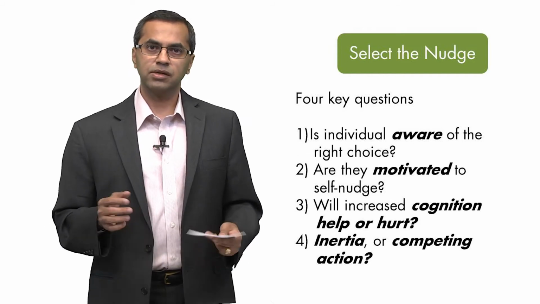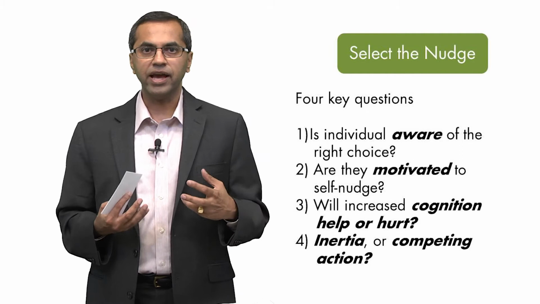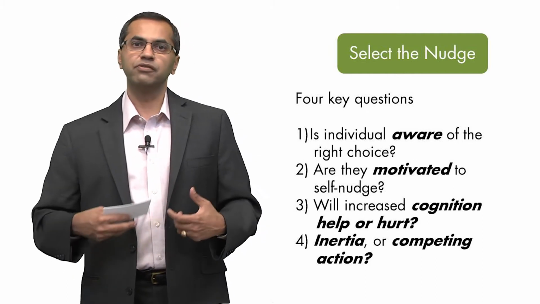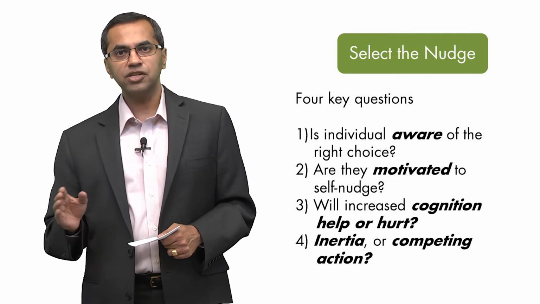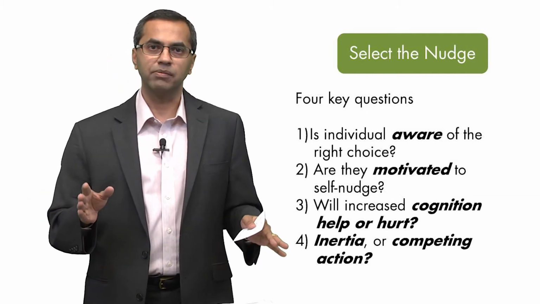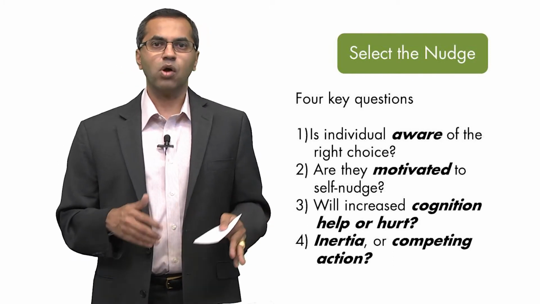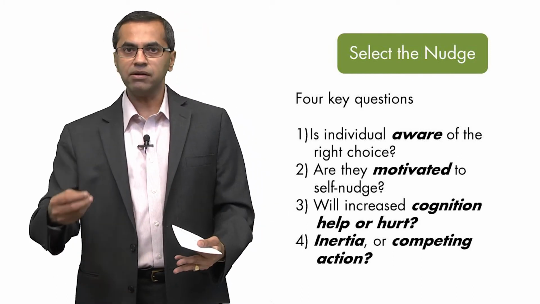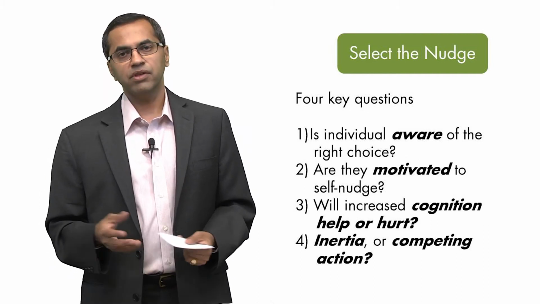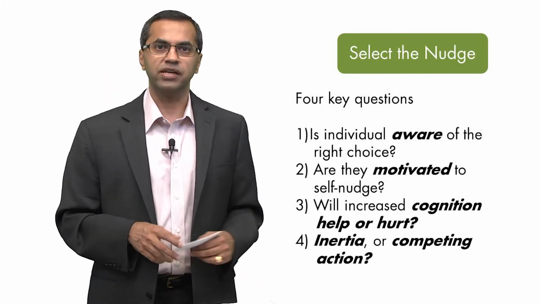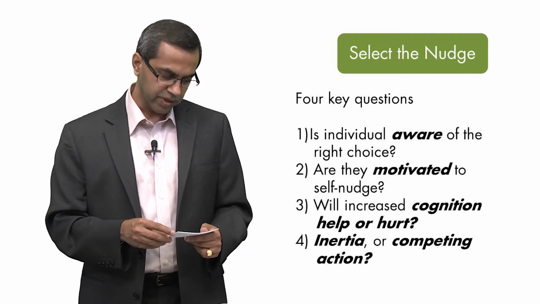Cognition is the third question. Should I give the person more information? Are they actually making a poor choice because they're deficient in information? Or is in fact the provision of additional information or cognition going to hurt them? Is cognition going to help, or is it going to hurt? If they already have a lot of information and the error arises because they can't process too much information, then in fact you want to cut down and simplify. On the other hand, if they don't have enough information, then you want to provide them with information.